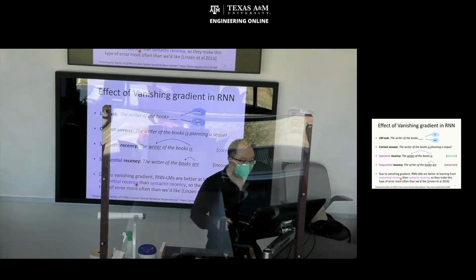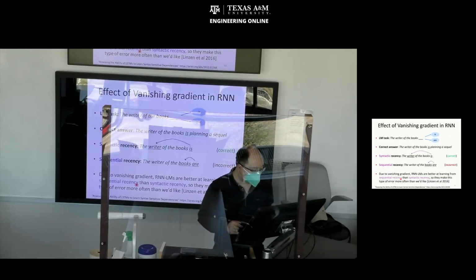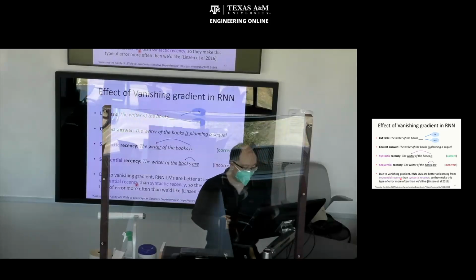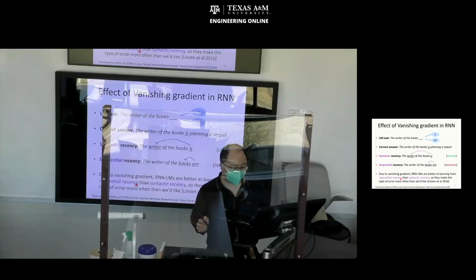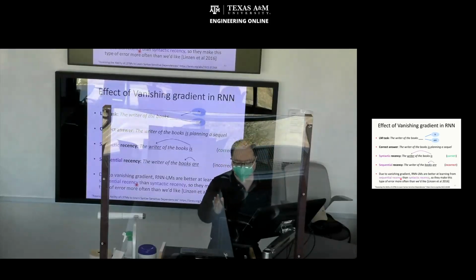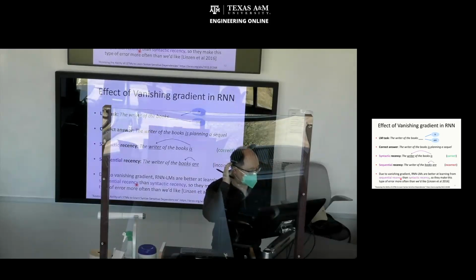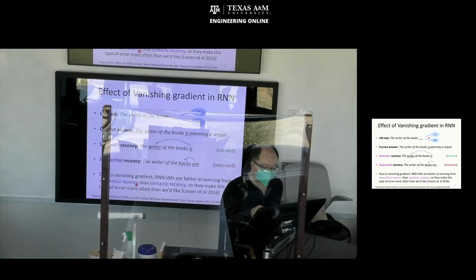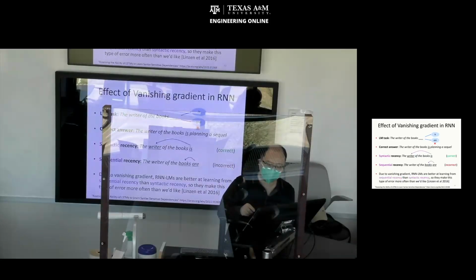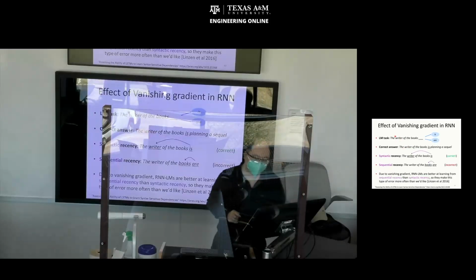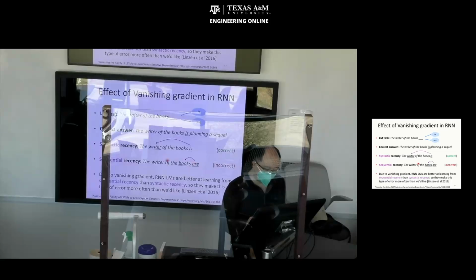Then let's talk a little bit about what LSTM and GRU can do, but I won't be able to talk about the specific architectures. Let's do that next time together with language models. So, the effect of vanishing gradient in RNNs: the task is whether the writer of the book is or are. If you're only looking at the nearest term, the books may imply that it's are, but what dictates the choice is actually the writer. It's not from the books.